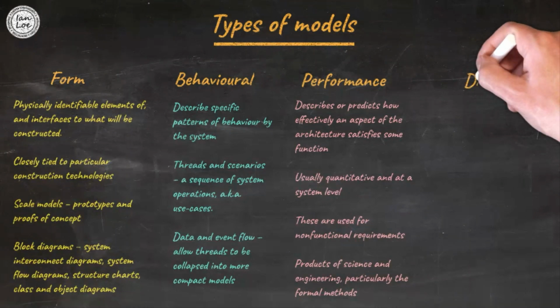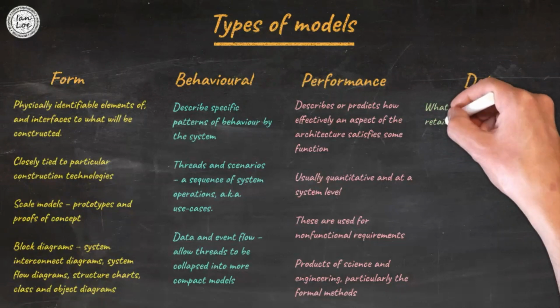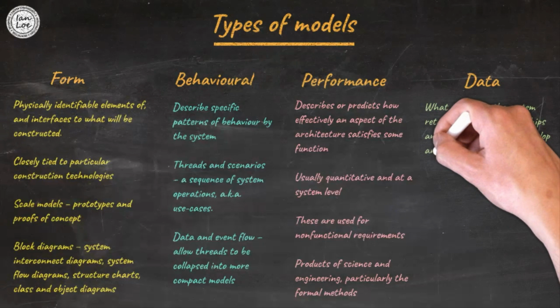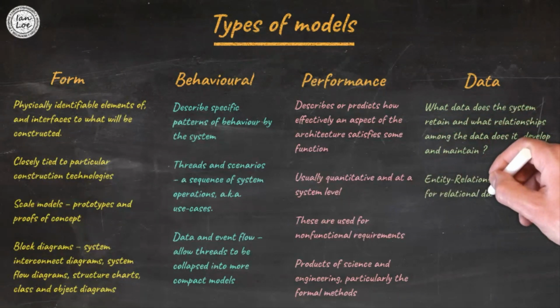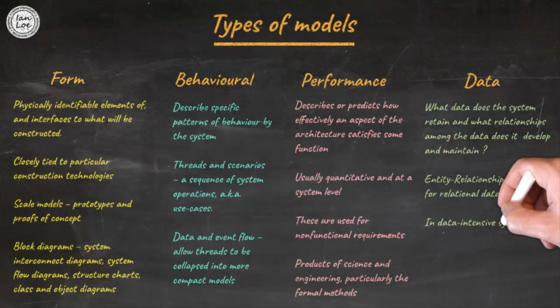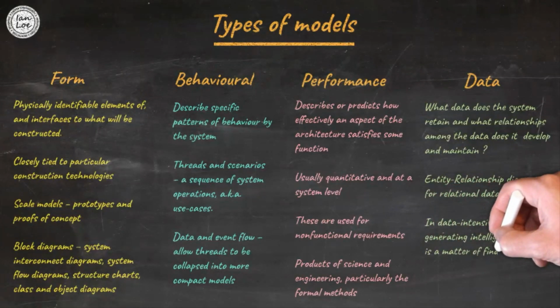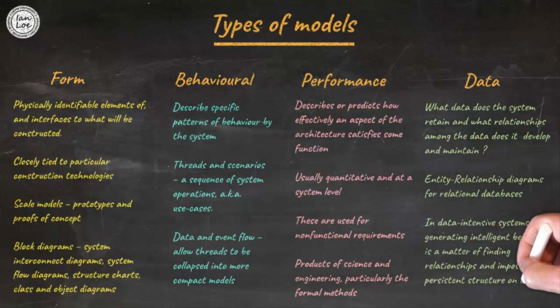And lastly, we have data models. These are used to model what data the system retains, and what relationships among the data it develops and maintains. Entity relationship diagrams for relational databases are an example of this. In data-intensive systems, generating intelligent behavior is a matter of finding relationships and imposing a persistent structure on the records.